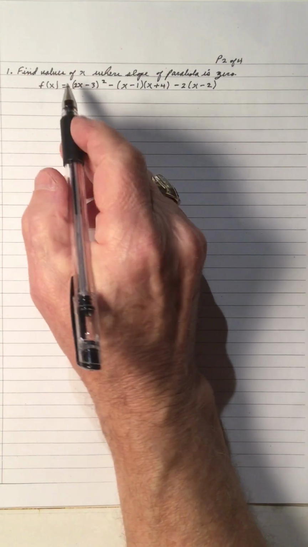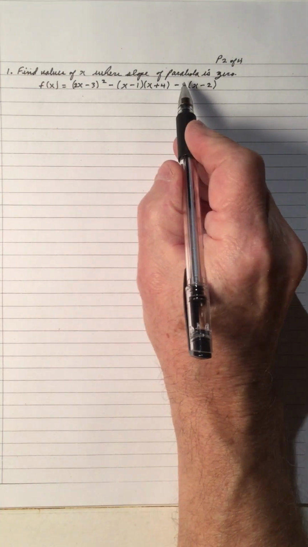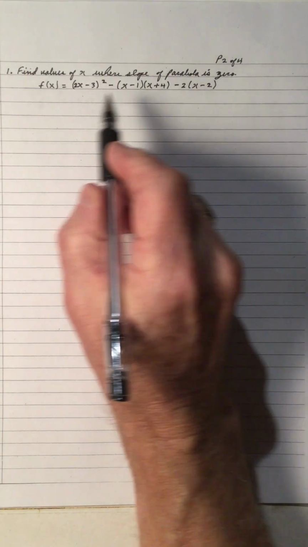Hi, welcome to my video on extra problems number 1 on derivatives of polynomial functions. Number 1, find the value of x when the slope of the parabola is 0.